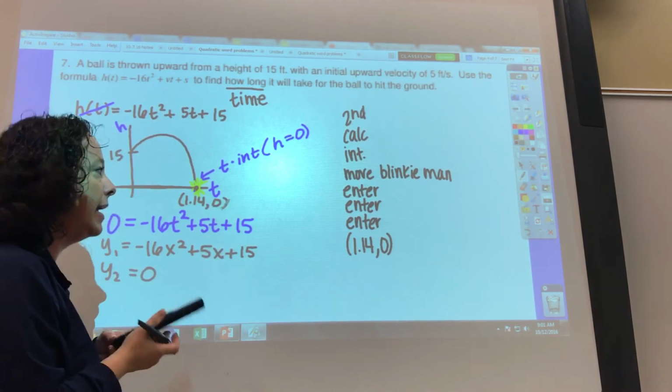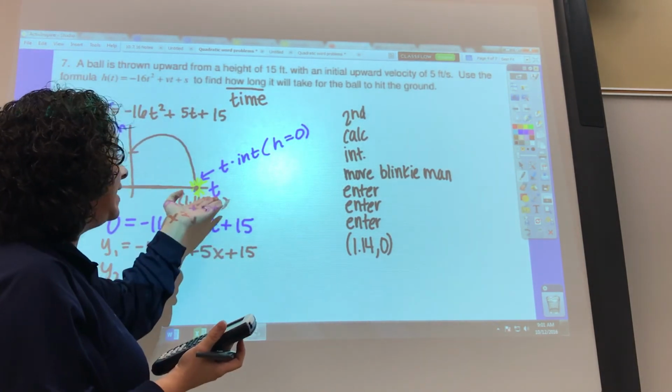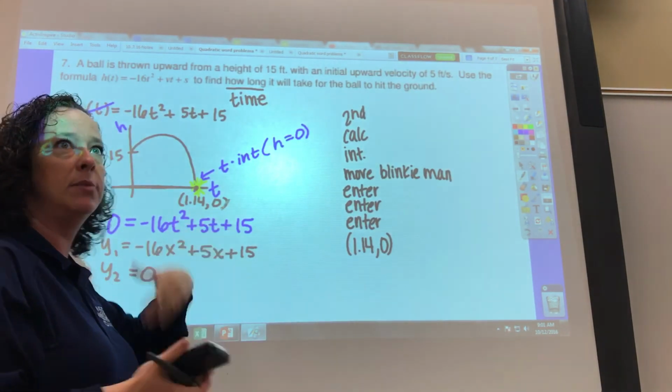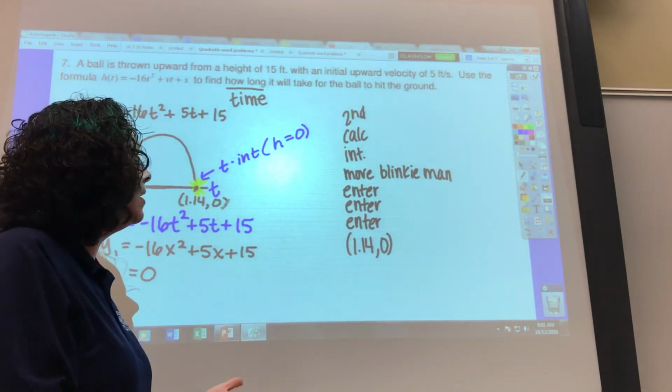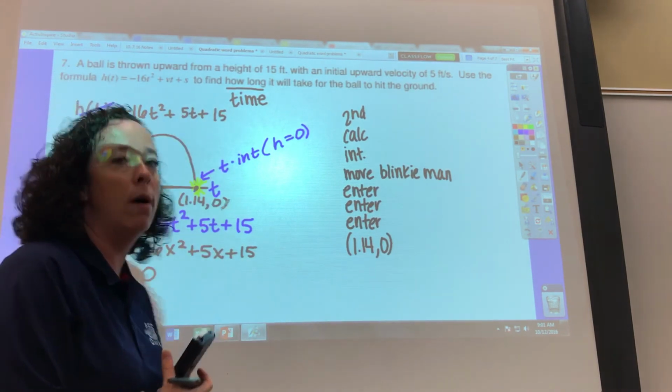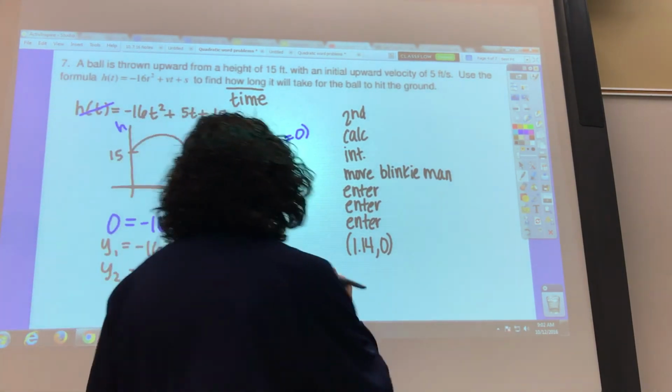So are we able to answer the question? Do we have the t value or the x value? Well, yes, we do. And the height is 0 because we made that happen. So how long will it take for the ball to hit the ground? It will take 1.14 seconds.